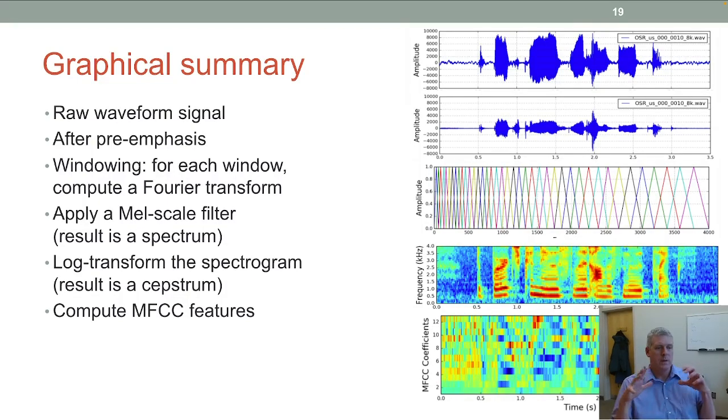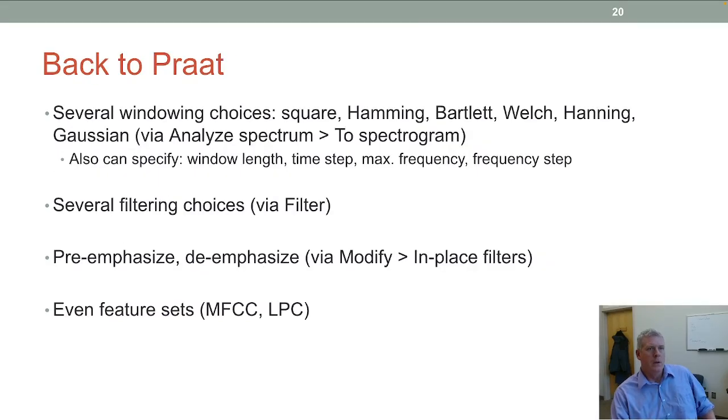Again, I don't want to get stuck in the weeds here. The basic idea is we're taking sound and we're converting it down to numbers. So back to Pratt. Well, there's several windowing choices like I showed you earlier in this video, and there are several filtering features as well. You can cut off sounds above or below a certain frequency, or do pre-emphasis or de-emphasis. Modify is the menu that can do that in Pratt. And it can even give you feature sets, vectors of numbers, either MFCC or LPC numbers there.